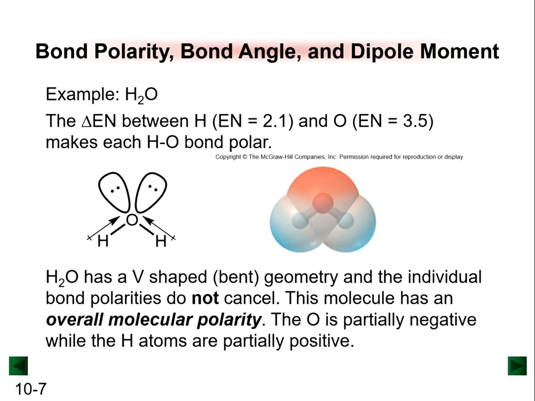atom. And in this case, since both hydrogen atoms are downward, they're not in a straight line, their bond polarities don't cancel. This molecule has an overall molecular polarity, with the oxygen end being negative and the hydrogen end being positive.